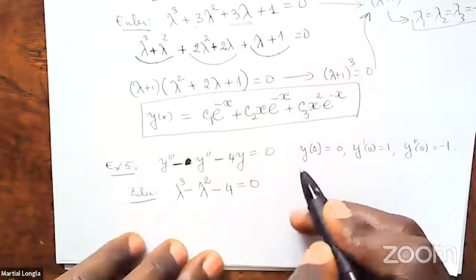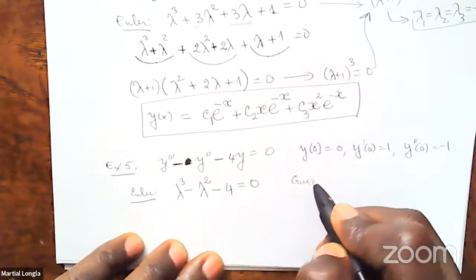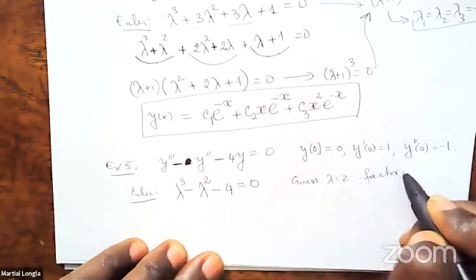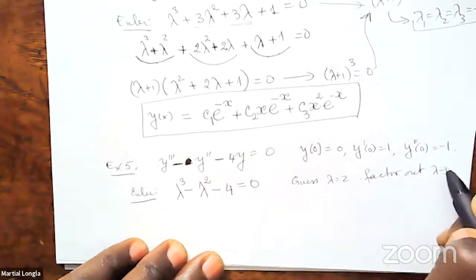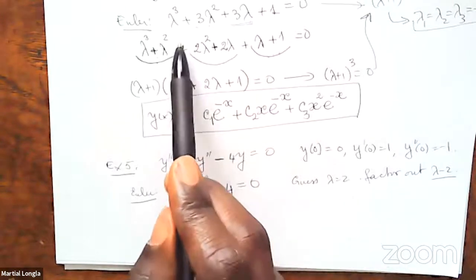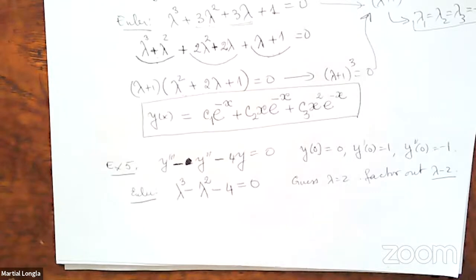And so now if you guess 2, you try to factor out lambda minus 2 from this thing, because it's not a quadratic equation, so you can't just use the quadratic formula on it. So now you try to factor out lambda minus 2, applying this rule that I had here. Group terms 2 by 2, starting from the left, making sure that from each of the blocks you can factor out lambda minus 2.